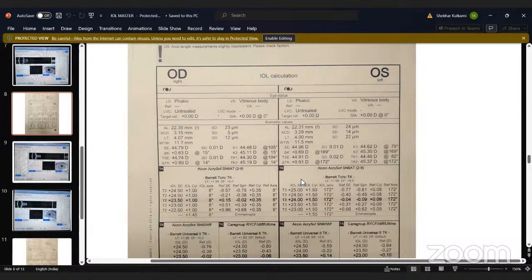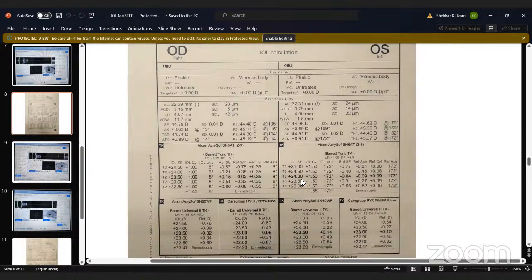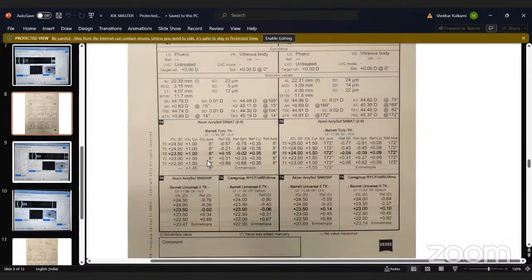Okay. Yes. So we have to see what is achieved with a spherical equivalent of 23.5, and the toric will be +1, +1 at 8 degrees. With against the rule astigmatism, we usually increase the power of the lens while installing.